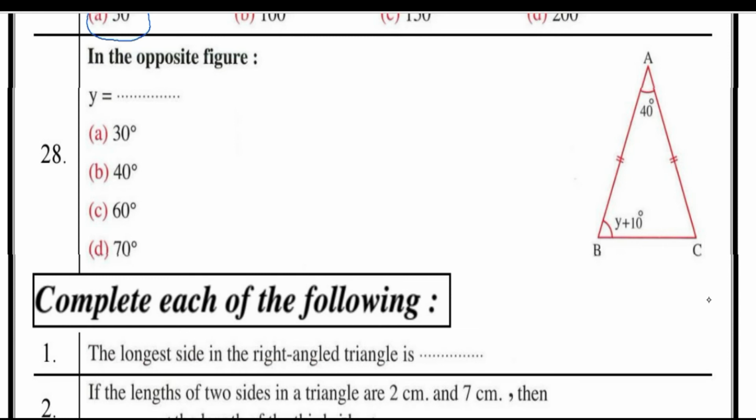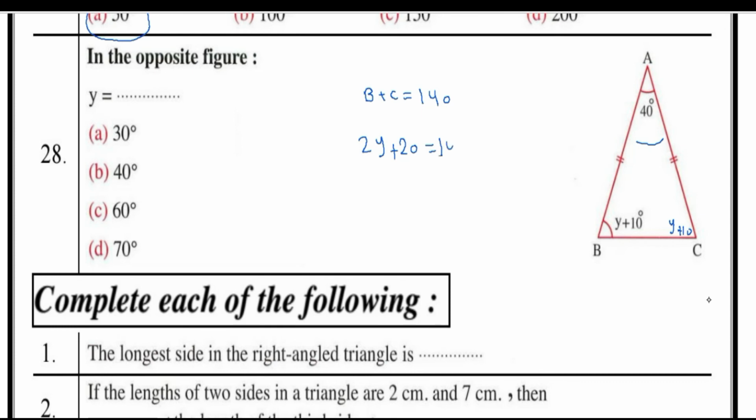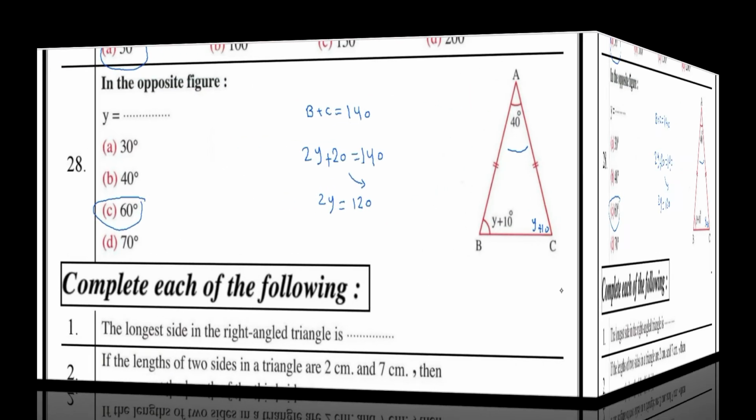In the opposite figure, we want to find y. This is an isosceles triangle, so this angle is y plus 10. The base angles: 180 minus 40 is 140. Measure angle B plus measure angle C is 140. Y plus y is 2y, 10 plus 10 is 20, equals 140. So 2y equals 140 minus 20, 120. Divided by 2, y will be 60. Y equals 60.